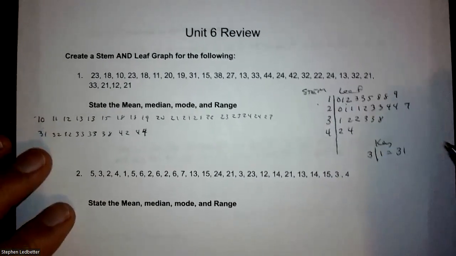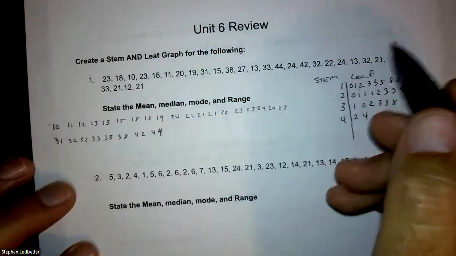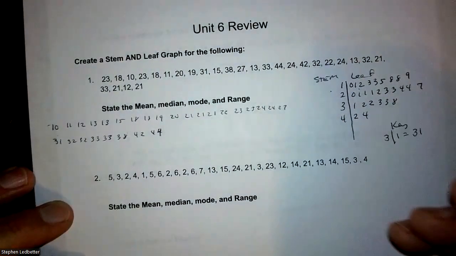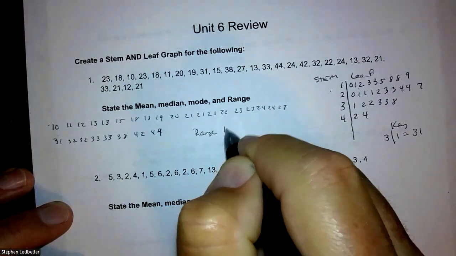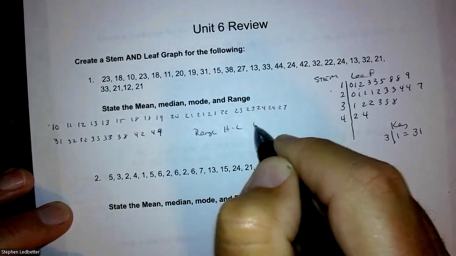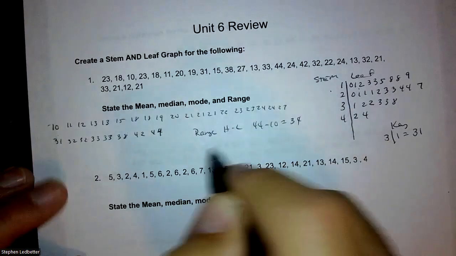All right, so now we're going to find the rest of it. State the mean, median, mode, and range. We're going to try to make room here. The range is the highest minus the lowest. So it's 44 minus 10, which is 34.